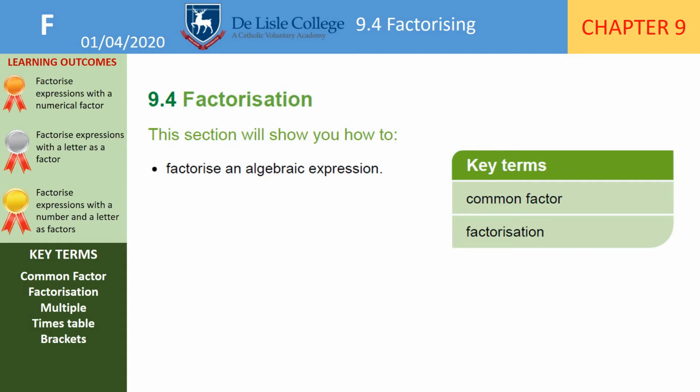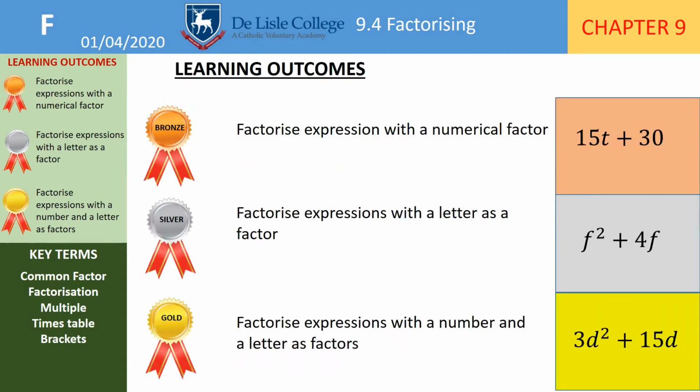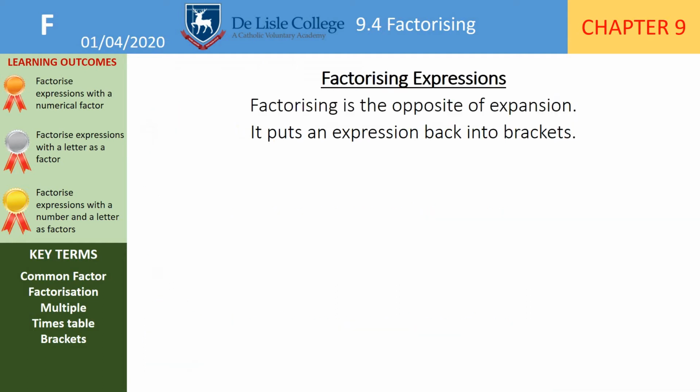Okay, this lesson's all about factorisation, and we'll be showing you how to factorise an expression. We're going to have our bronze targets of learning about factorising expressions such as 15t plus 30, factorising expressions with a letter as a factor such as f squared plus 4f is our silver learning, and our gold learning is to factorise expressions such as 3d squared plus 15d, or ones even more complicated.